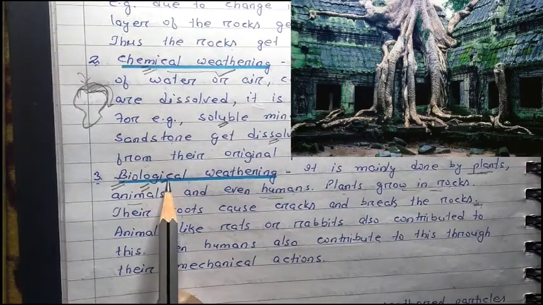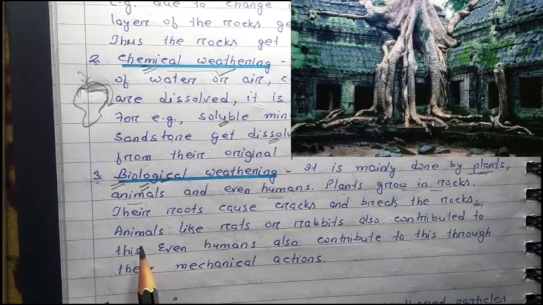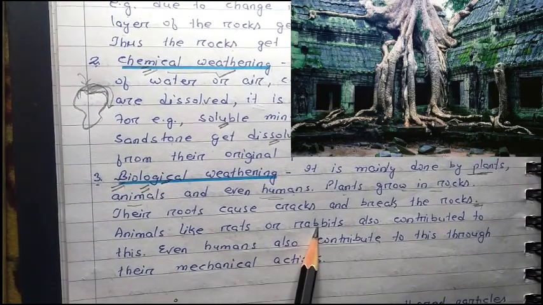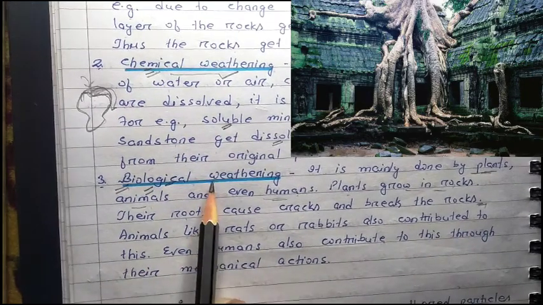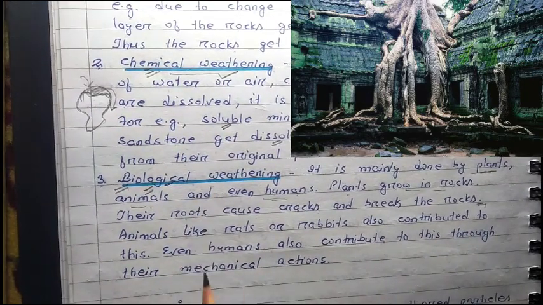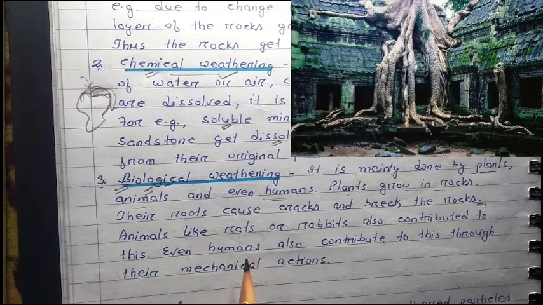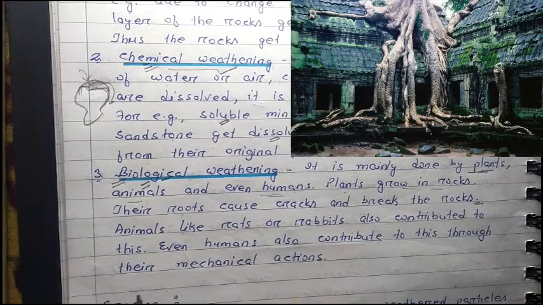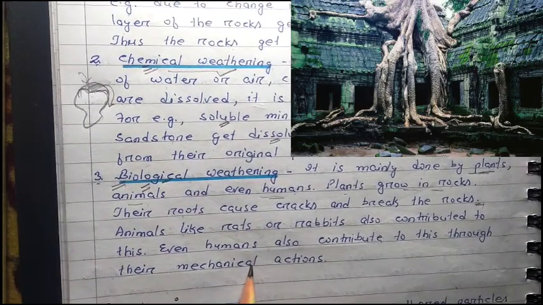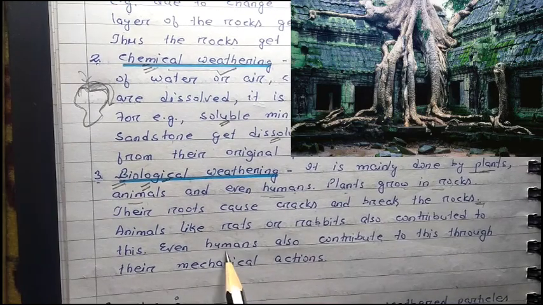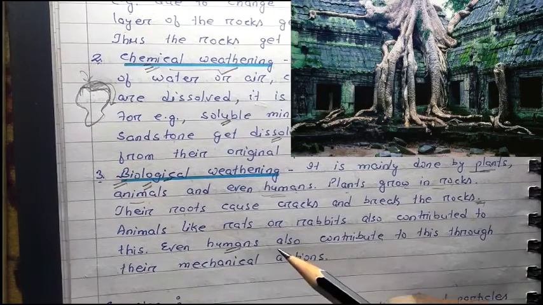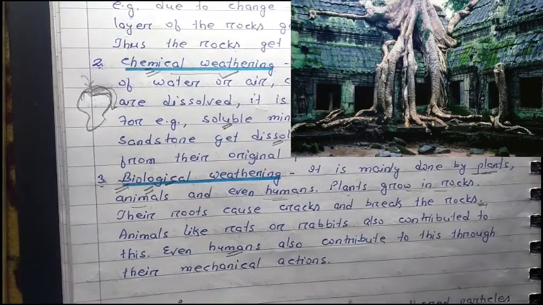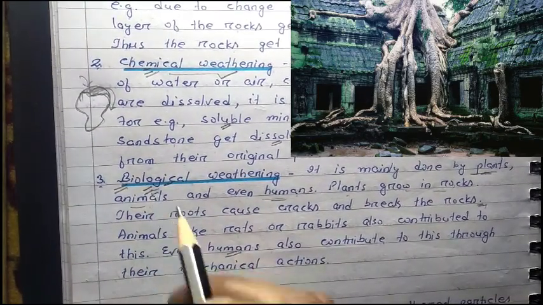That's biological weathering. Sometimes animals like rats and rabbits, which are burrowing animals, also contribute to the process of biological weathering. And even human beings contribute to this through their mechanical actions. I already told you just some time ago that human beings, because of their constructional activities or because of their mechanical activities, are also responsible for the process of biological weathering.